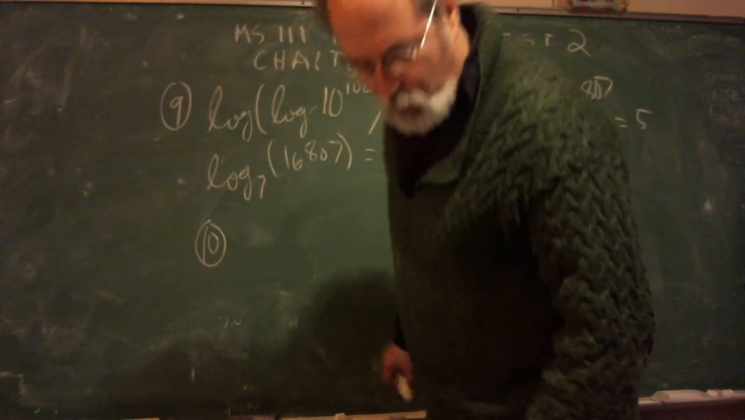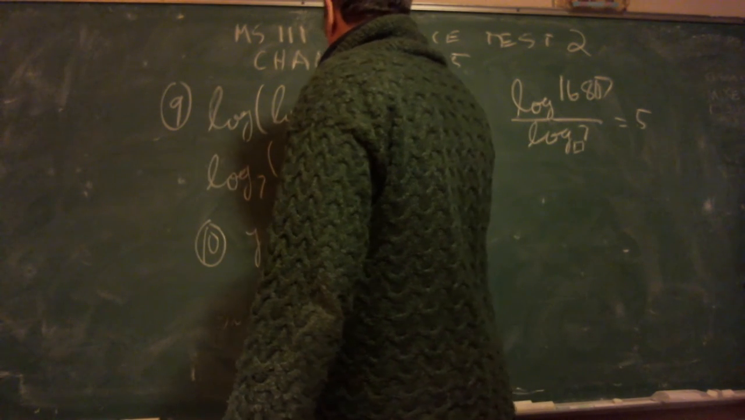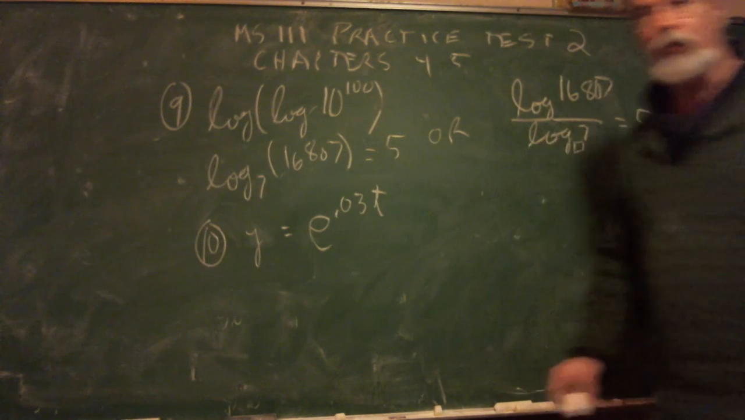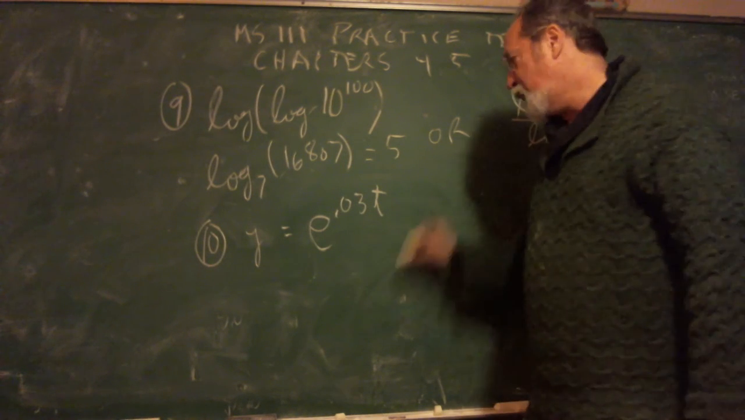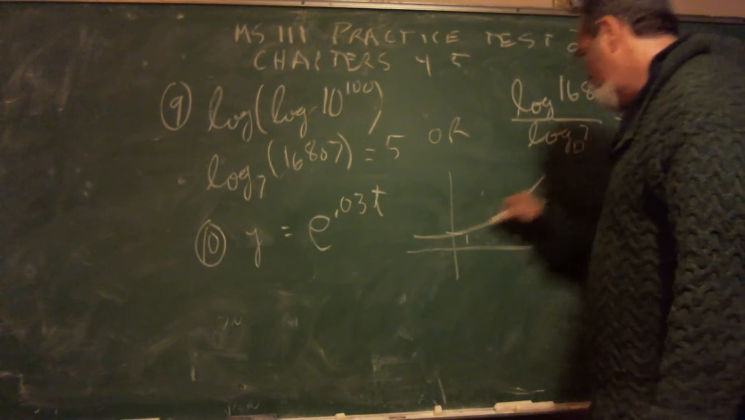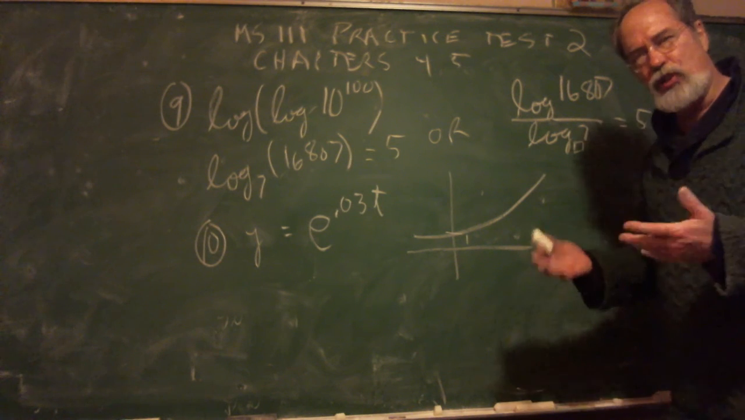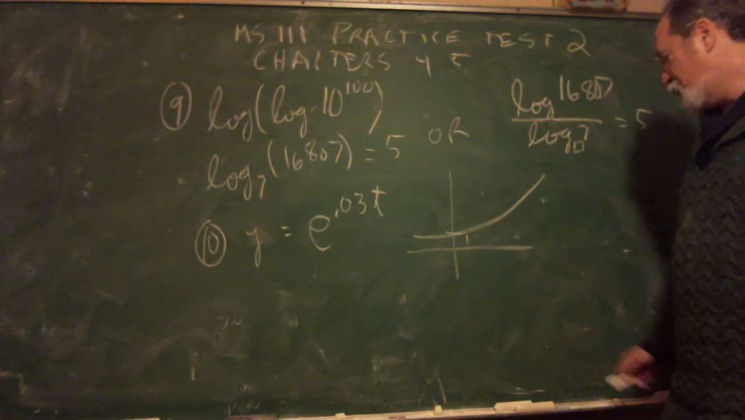Last problem, we have to graph y equals e to the 0.03t. That's a 3% growth rate, and the base is bigger than 1. So it's going to go through 1, and it's just going to be this exponential curve. It's going to grow kind of slowly, so don't draw it too steep, because it's only 3%.